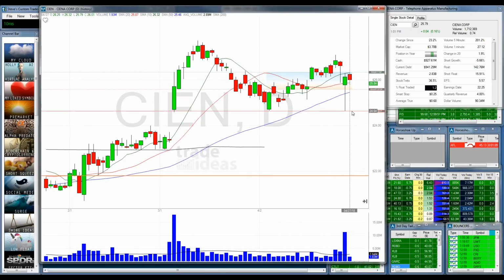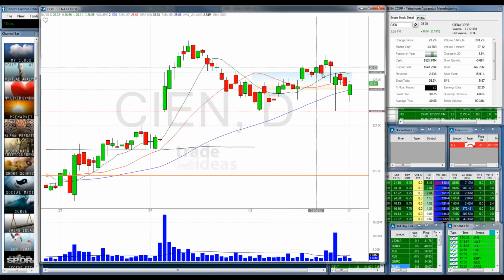So Sienna didn't work, laughed in our faces, drove the price down to our stop, and then bounced. What are you going to do? Unfortunately, it's not really making us look bad by continuing to go to new highs. It's rolling over with the rest of them. But that was downright no fun and ugly.